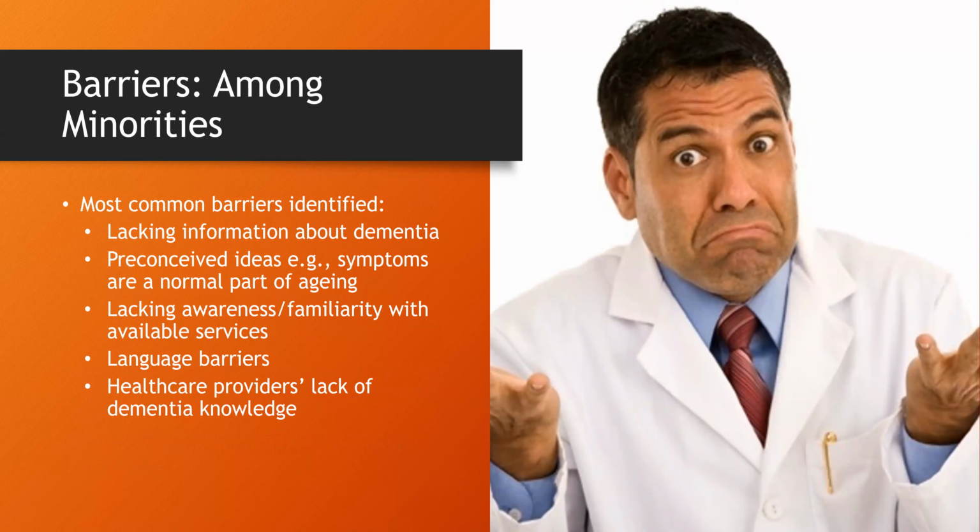So when it comes to other common barriers among ethnic minorities, the following have been found: lacking information about dementia, preconceived ideas stemming from that lack of information, such as viewing symptoms as a normal part of the aging process, lack of awareness of or familiarity with available services, language barriers, as with healthcare in general, and healthcare providers' lack of dementia knowledge. Unfortunately, that is real.